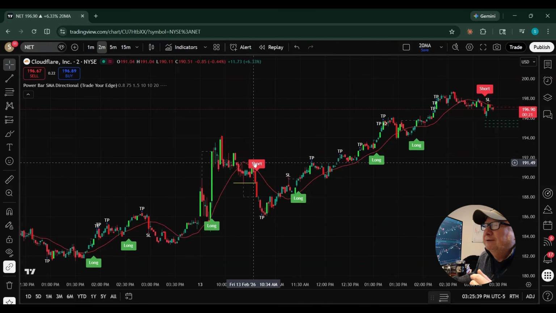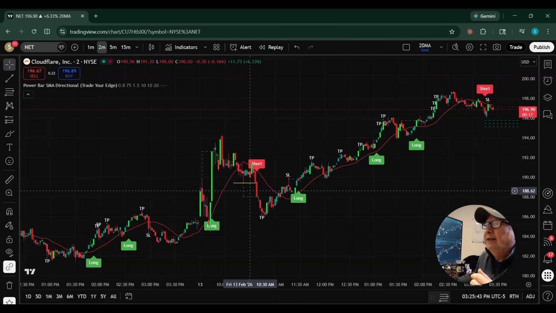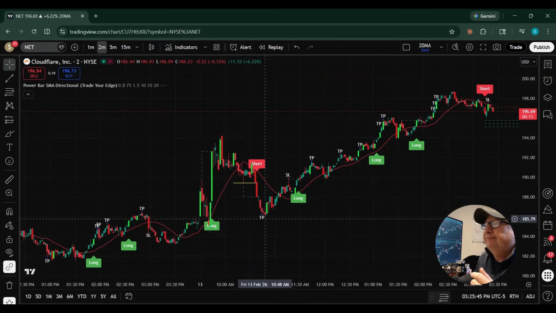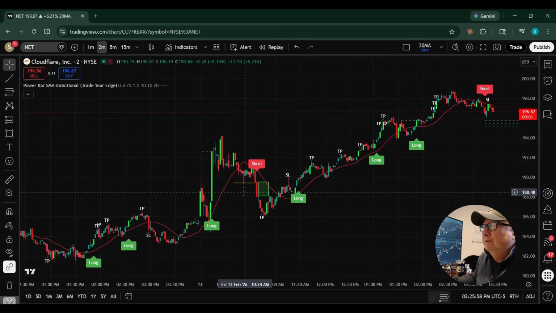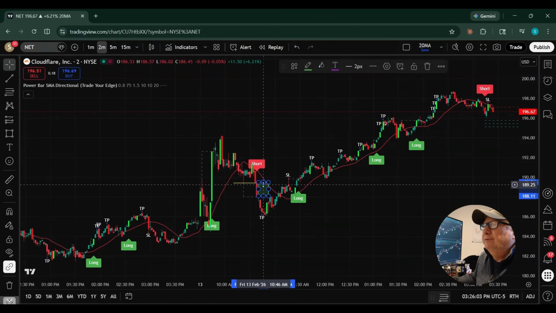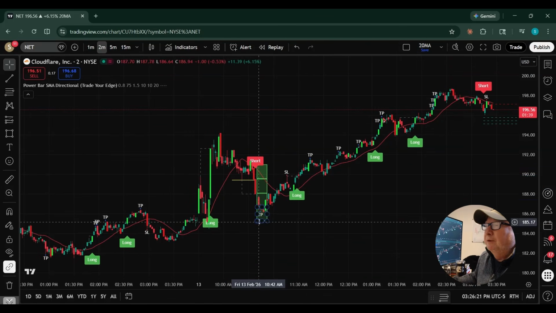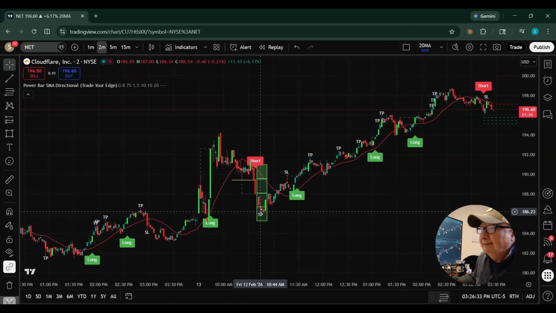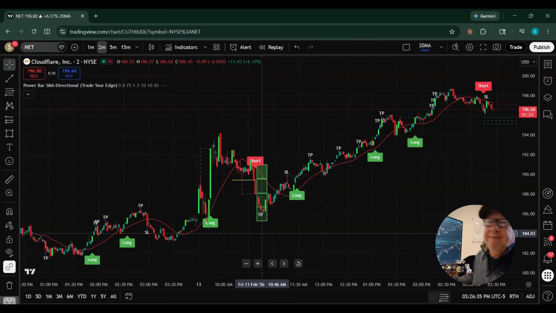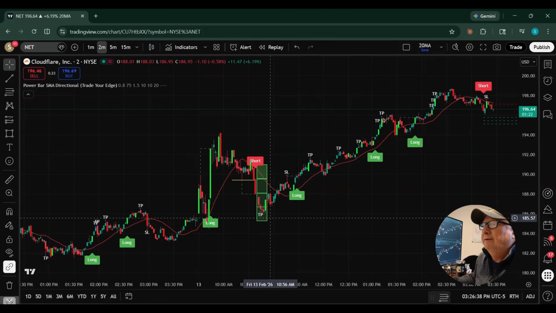This stop loss goes with this short because it didn't completely go to 2 times the risk. The risk on this trade was this amount, and we didn't quite get to 2 times that amount, which would have been down here. So that's why you're getting a stop loss here.